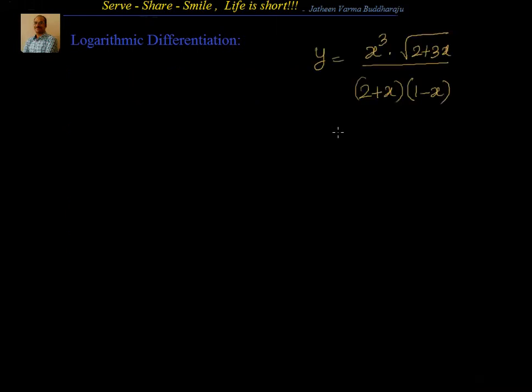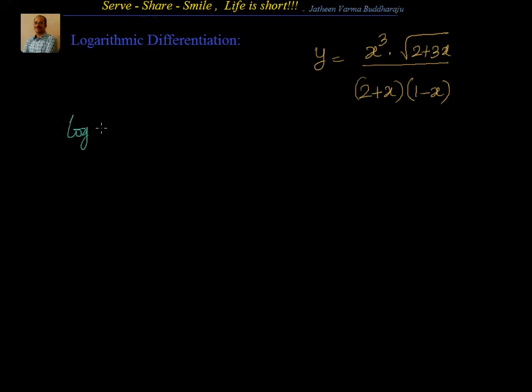Let's look at this example. We have been given y equal to x cube into square root of 2 plus 3x, divided by (2 plus x) into (1 minus x). We have to find the derivative of this. The first step in logarithmic differentiation is to apply logarithms on both sides. So let's go ahead and write the first step.